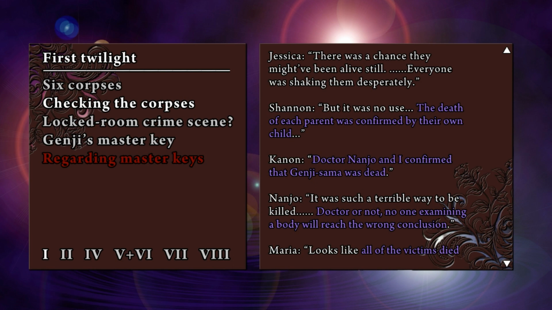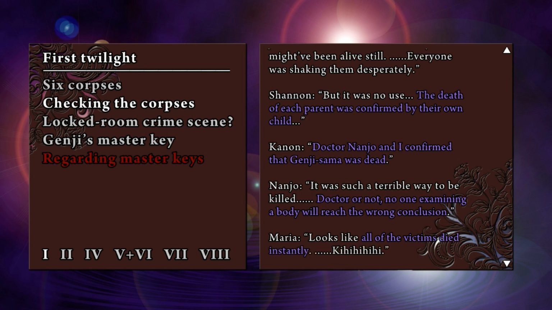Let me write first Twilight, Kanon and Nanjo confirm Genji died. So it goes back. I'm gonna write like an arrow to when Nanjo confirmed Genji dead. Okay, so that's good. We confirm that he's dead. What else?